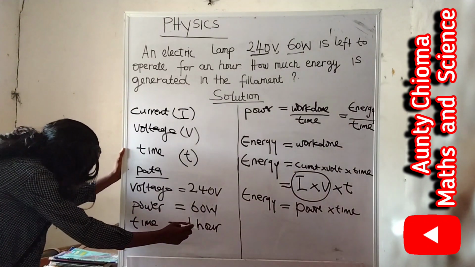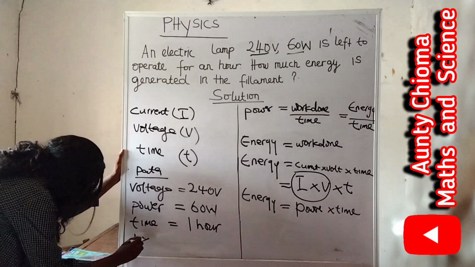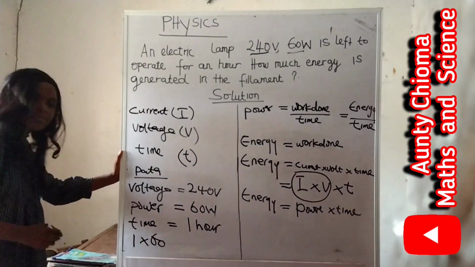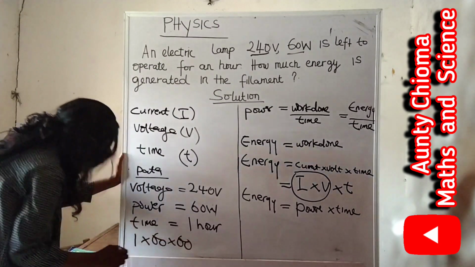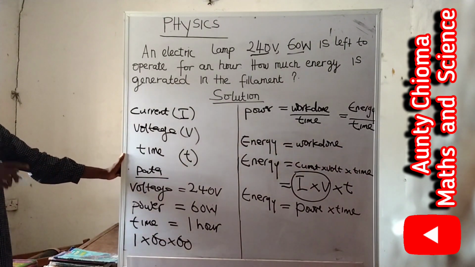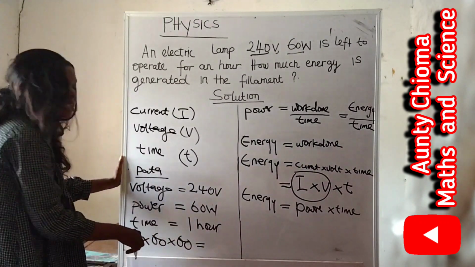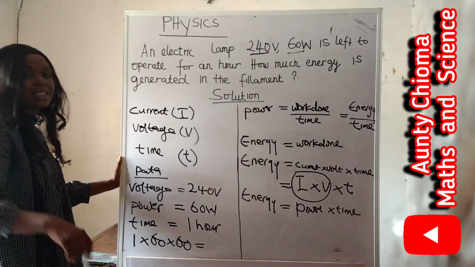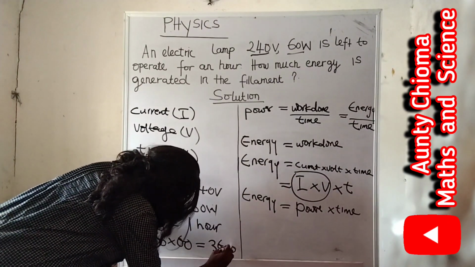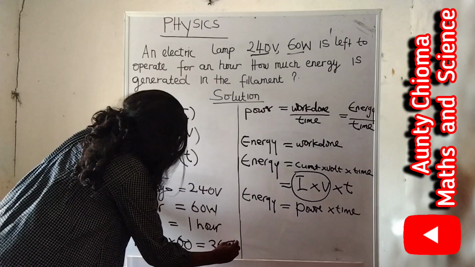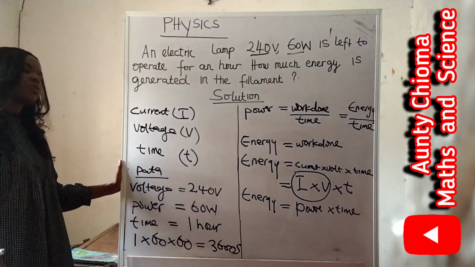We say 1 hour will be 1 times 60 times 60 again, because we are changing it from hour to second, which will give us what? It will give us 1 times 60 is 60. 60 times 60, 3,600. Okay, 3,600 seconds.